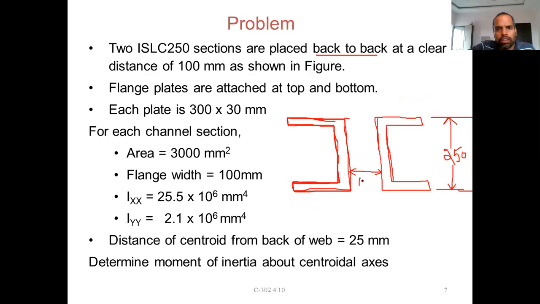And what is the distance between them? It is 100 mm. That's what is given: 100 mm clear distance back to back, from here to here. Right. And flange plates are attached to top and bottom. The size is 300 by 30. Let us say somewhere here.